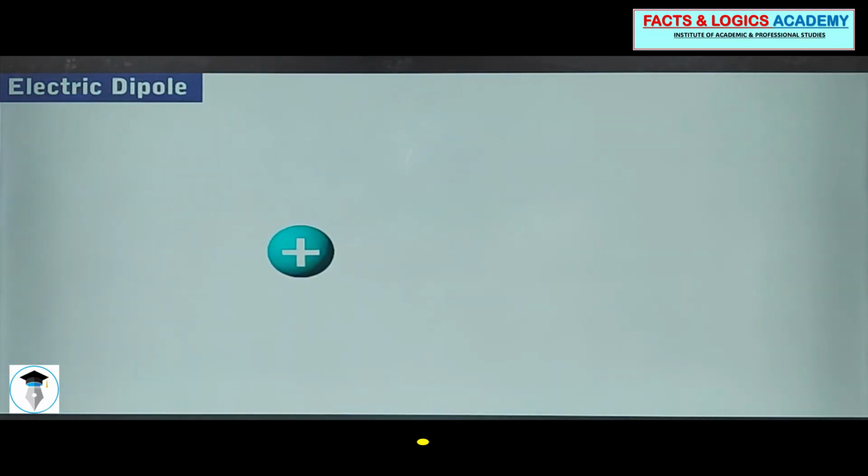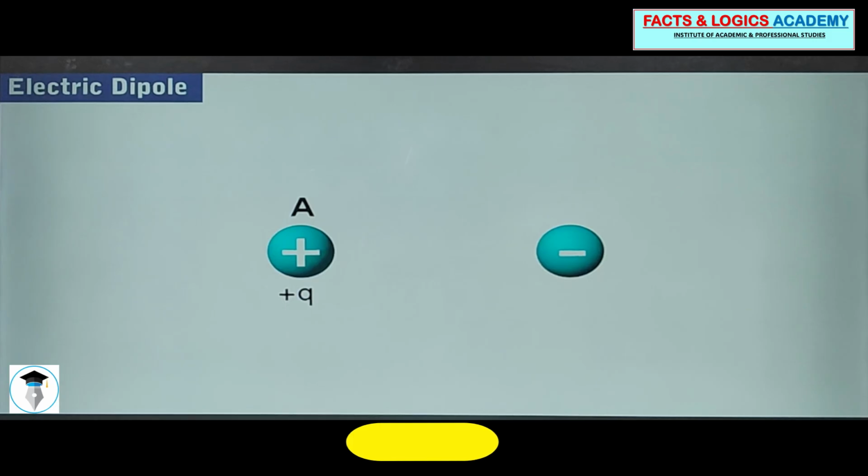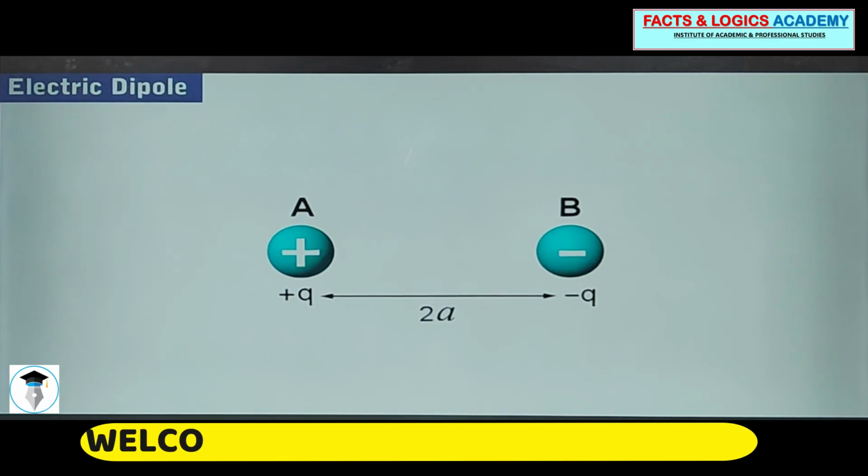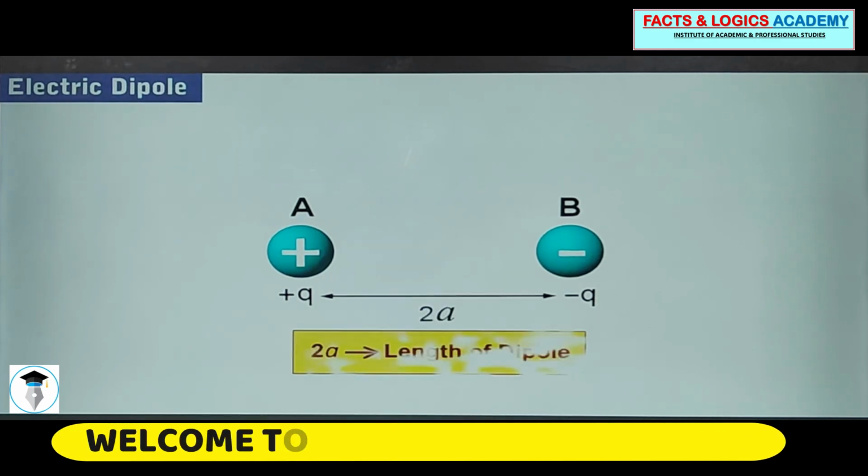By definition, a dipole consists of a positive charge and a negative charge separated by a finite distance. Consider a dipole with a positive charge +q placed at A and a negative charge -q placed at B at a distance of 2a. Thus, the distance between the charges is referred to as the length of the dipole.